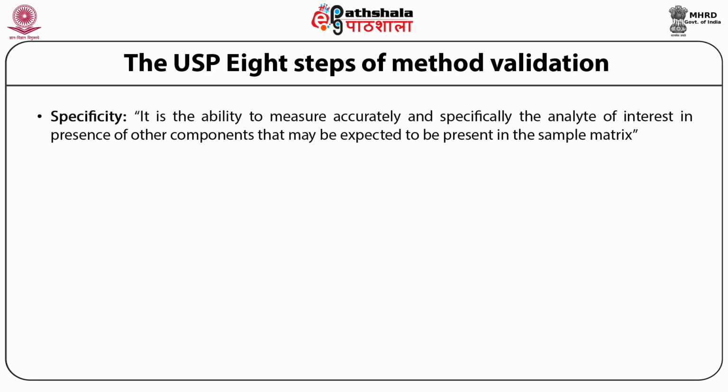Next comes specificity. It is the ability to measure accurately and specifically the analyte of interest in the presence of other components that may be expected to be present in the sample matrix. Here the sample matrix is a pretty complicated matrix, so it is about how accurately your method is capable of measuring in a sample matrix. If it is blood or plasma, specificity is decided by how good your analytical method is. The diode array detectors comply with this issue because the matrix might be having several things.